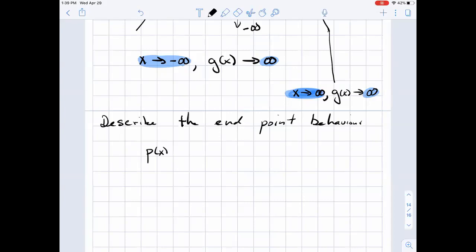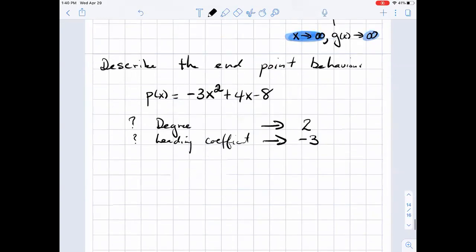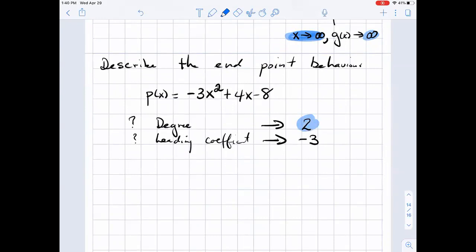P of x is equal to minus 3x to the second power plus 4x minus 8. So two things that you want to focus on: the degree. What is the degree? And what is the leading coefficient? You have to be able to identify these two things. The degree is 2. Very good. And the leading coefficient? Negative 3. Great.